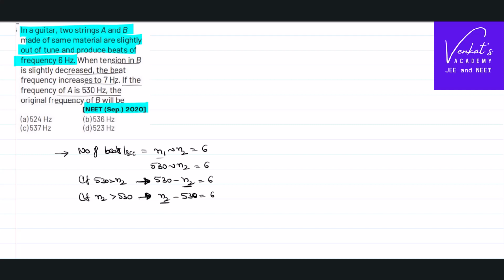He has given another data in the problem. When the tension is slightly changed, the number of beats became 7. So I shall write the relation between frequency and tension. A guitar string is a stretched string. So for a stretched string, frequency n equals p by 2L, where p is the number of segments, times root of tension by linear density. From that, n is directly proportional to the square root of tension.